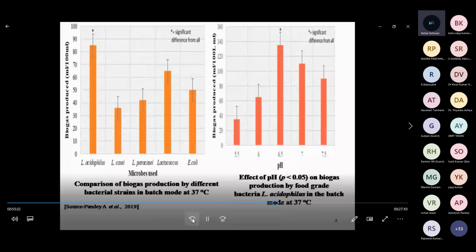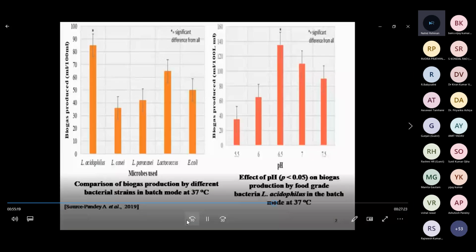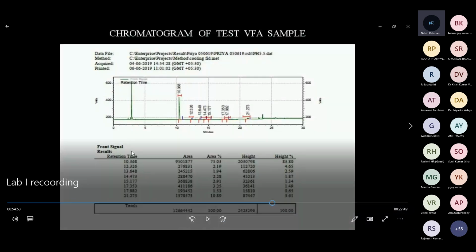So the peak value is calculated. How is it calculated? I'll show you. We have the standard solution of the volatile fatty acids, and that is coming at different retention times, which is having different areas, and this area is calculated with respect to the different standard peaks, and this is the way it is being calculated because over the while it is written how much volatile fatty acid is there.